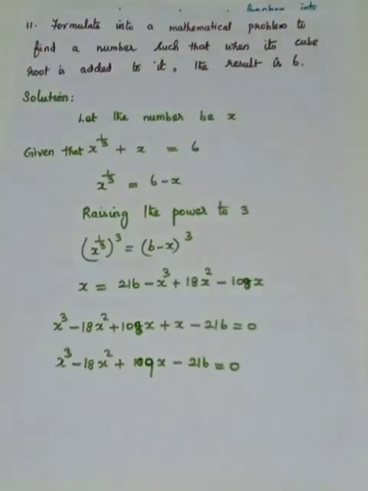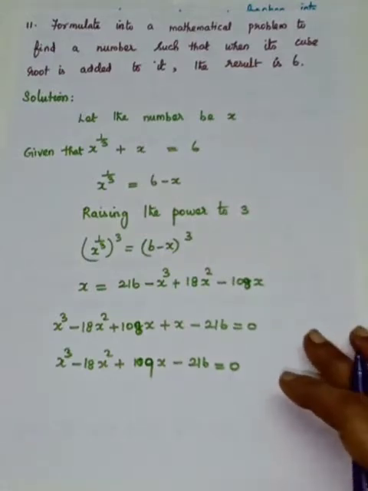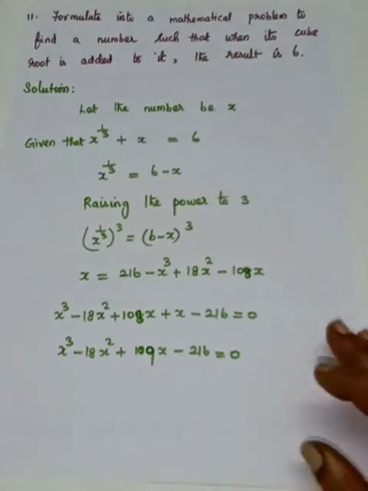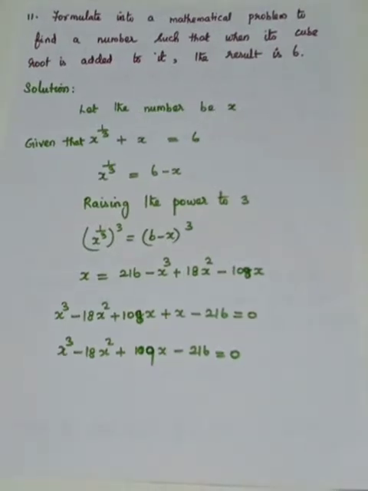So coming to problem number 11. Formulate into a mathematical problem: find a number such that when its cube root is added to it, the result is 6. So we have to write the equation, that is, formulate into a mathematical problem. So we have to form the equation to find a number such that when its cube root is added to it, the result is 6.